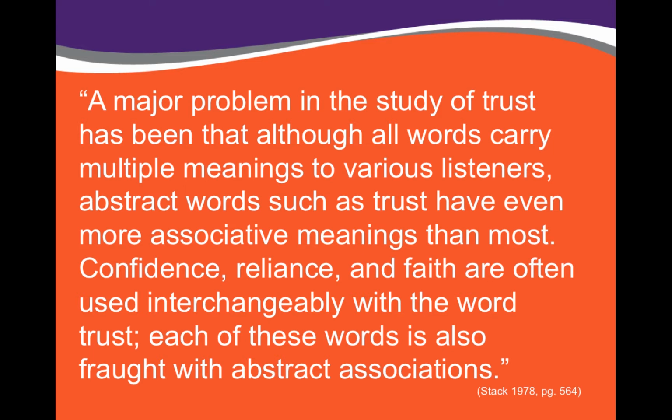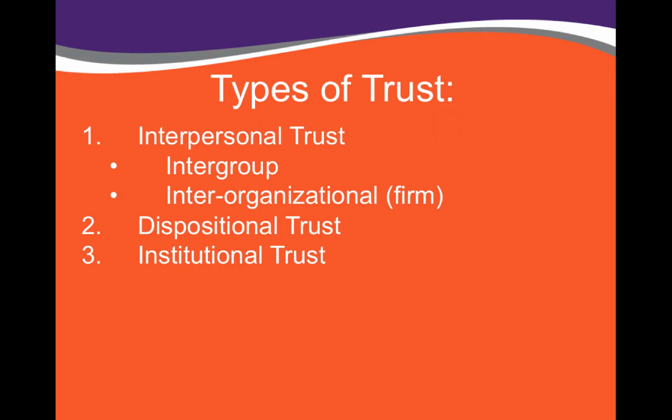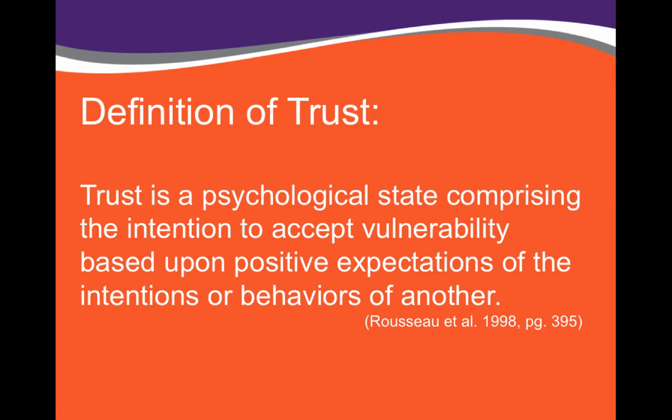And I'm sure that you have already seen this in our study of integrated project delivery. There's a lot of talk of trust, but often it's hard to actually understand what that is. There are three types of trust. One is interpersonal trust, and this can be intergroup or interorganizational. Then we have dispositional trust and institutional trust. Trust is a psychological state comprising the intention to accept vulnerability based upon positive expectations of the intentions or behaviors of others.